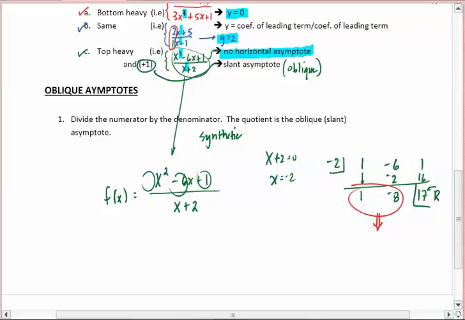We grab this and turn it back into the polynomial, the depressed polynomial. If this started out as squared, this is going to be 1x to the first, and then we go down from there. So guess what? There's my slant asymptote. It's actually an equation of a line. That's my slant asymptote.